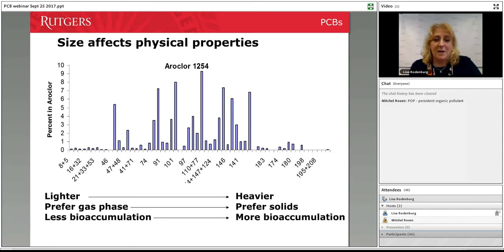Okay, so as I mentioned, you have all these individual PCB congeners, and on this particular plot, those are shown across the bottom. You know, 8 plus 5 means PCB 8 plus PCB 5. I can't separate the two, so I'm just going to quantify them together. And then on the y-axis, you have the percent in the Aroclor. And this is a plot for Aroclor 1254. It's one of the many formulations that Monsanto was manufacturing. And so the first point is, you see how there's sort of a Gaussian distribution here. We have a lot of high bars in the middle and low down at the ends.